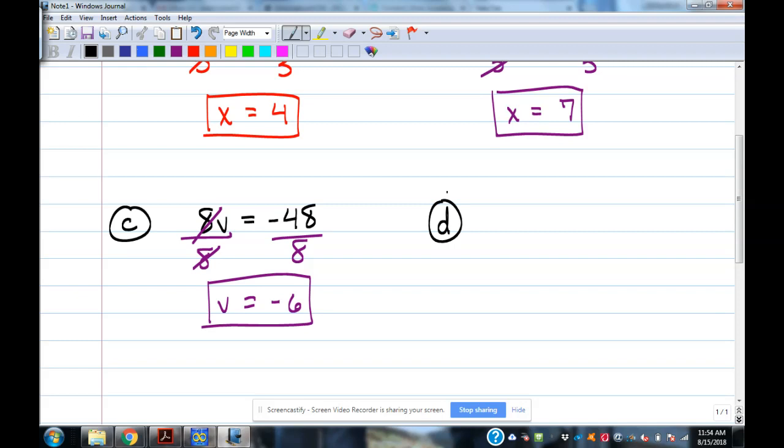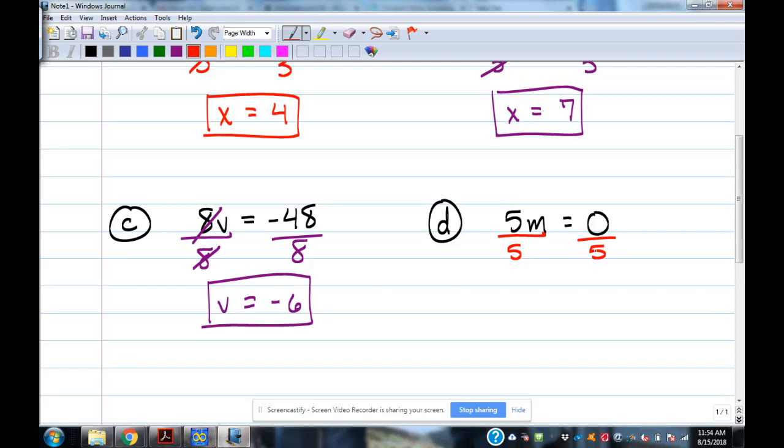Let's do one that kind of confuses folks sometimes, and it's one of the easier ones, but folks always seem to get confused when they have a problem like this. So what operation should we use here? Division, okay, so we've got 5 times m is equal to 0. What are we dividing by? 5. 5 is the number that's with the variable, so we're going to divide everybody by 5.